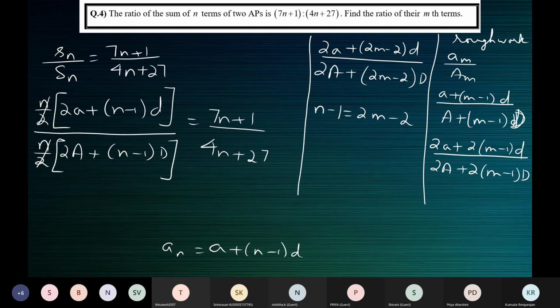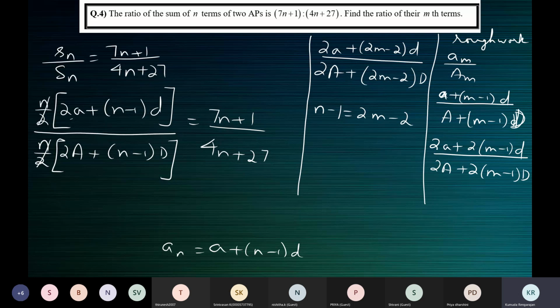Am by capital Am. Small am is small a plus m minus 1 into small d. Capital Am is equal to capital A plus m minus 1 into capital D. Since we have 2a here, we'll multiply the numerator and denominator by 2. See, there are two terms: one a term, the separator plus, and the d term. In the denominator also, we have an a term and the d term. There are only two terms.